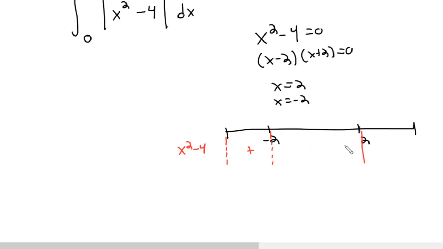Now we'll plug in 0. 0 squared minus 4, that's going to be negative. And then let's plug in a big number like 10. 10 squared minus 4, 100 minus 4, 96, it's positive. And again, if I did this pretty fast, I encourage you to refresh yourself on determining when a function is positive, negative, or increasing, decreasing, and so on and so forth.